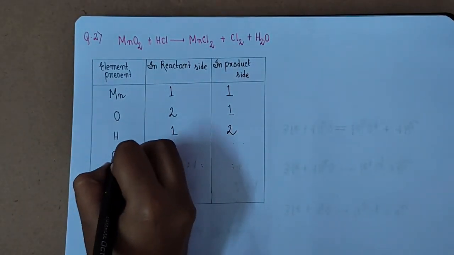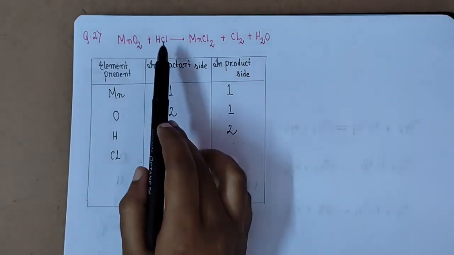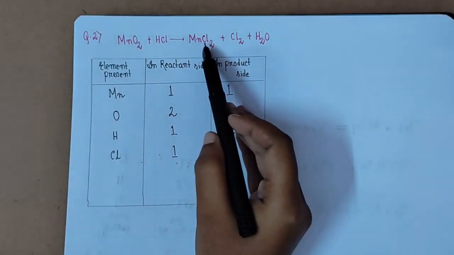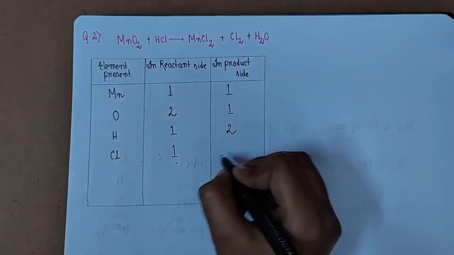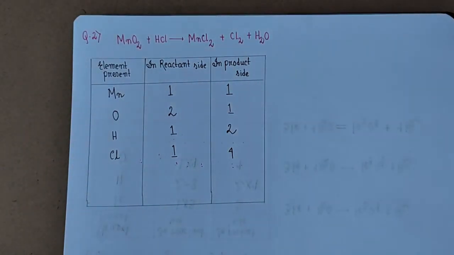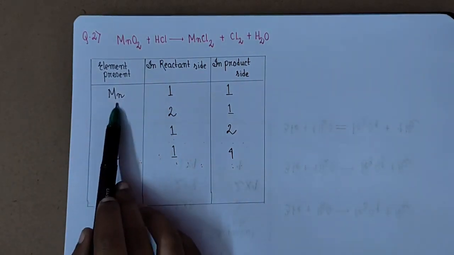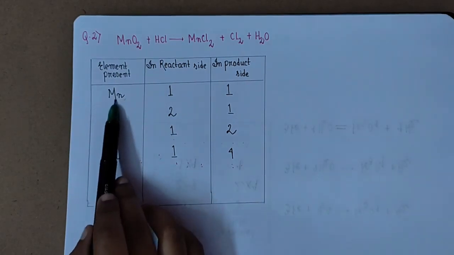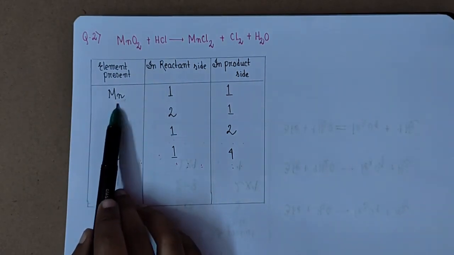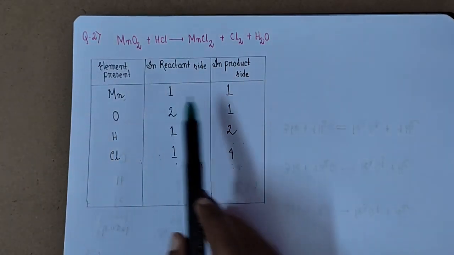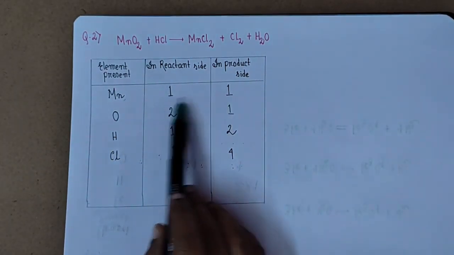And the last one is chlorine. Now chlorine present in the reactant side is 1 and in the product side this is 2 plus 2, that means 4. So first we will balance the metallic part. Like we will start this with manganese. Now the beautiful thing is that manganese is already balanced because the number of atoms of manganese in both reactant and product side is 1 only.